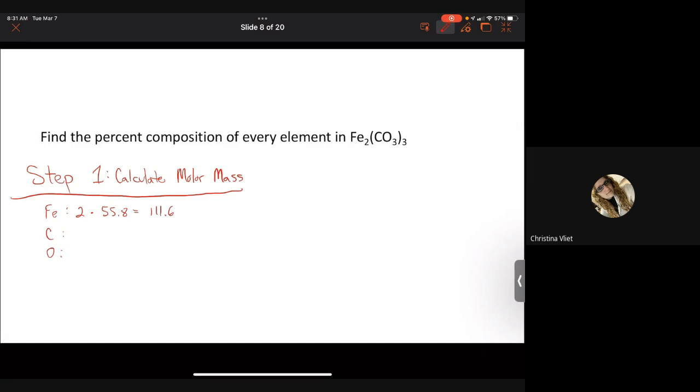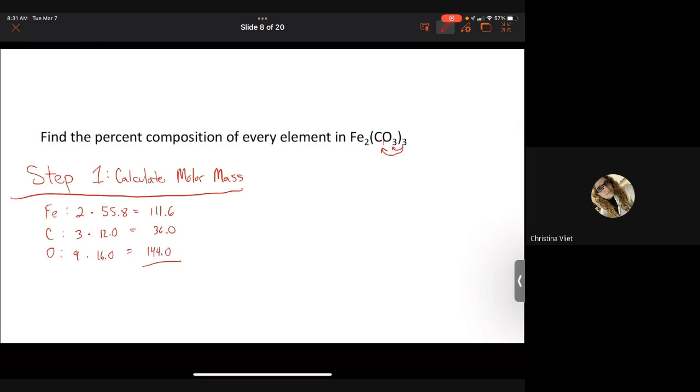Carbon, how many carbons do we have? 3. Because we have to distribute. There's 1 in carbonate, but there's a 3 on the outside, which means that distributes to give us the total amount. So we have 3 carbons, and each one has a mass of 12. So that's going to be 36. And then finally, oxygen, 3 times 3 is 9. So we do 9 times 16, which you do not have to do in your head. You've been using a calculator for all of this, and you get 144.